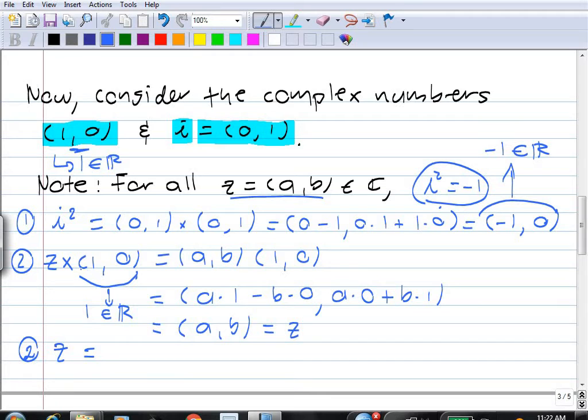Multiplying complex numbers by the complex number (1, 0) is the same as multiplying a real number by the real number 1. It doesn't do anything.